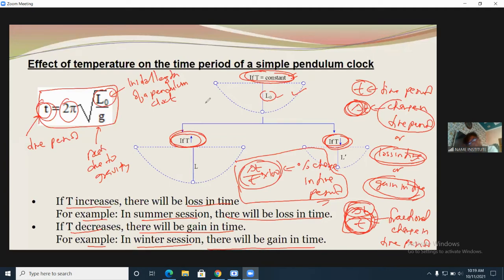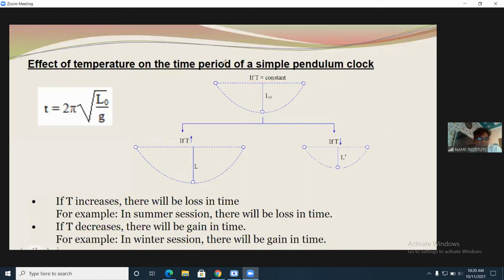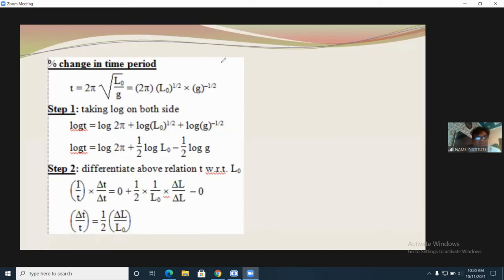It means that concept will be helpful to solve questions of any other unit also related to percentage change. So take this relation: T is equal to 2 pi root over L naught by g. How to convert this relation into percentage change? We will discuss in class now. Percentage change in the time period.